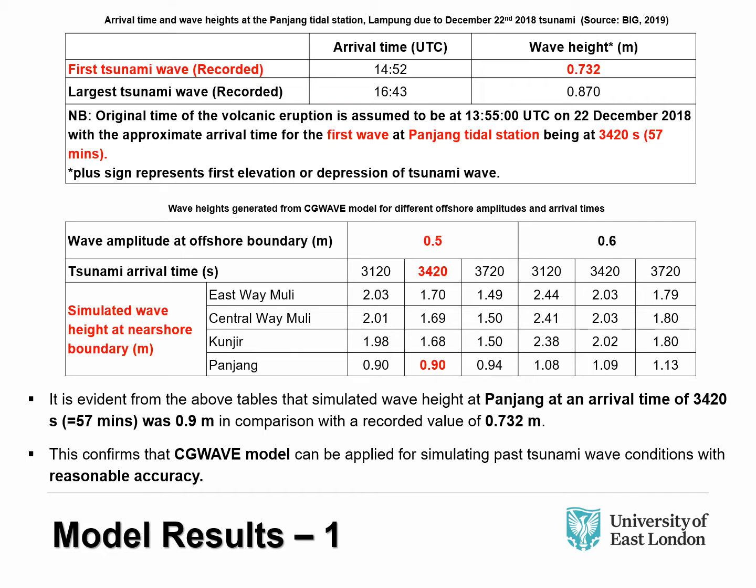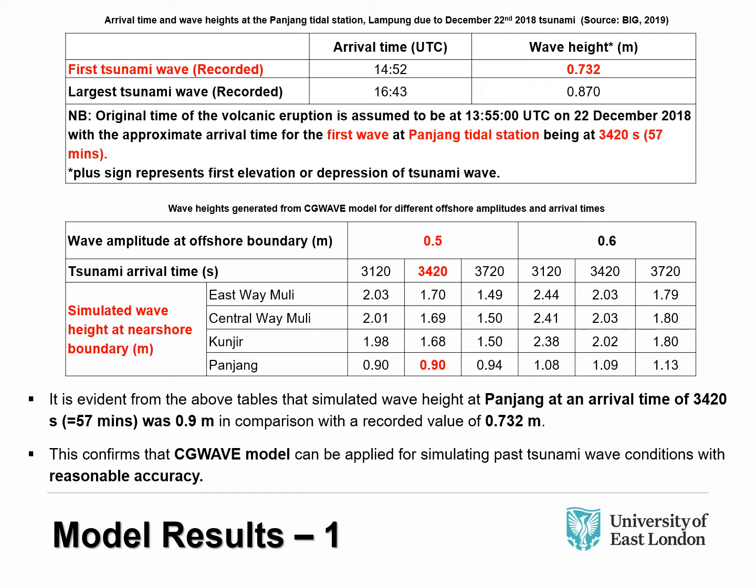About model results. The top table shows the recorded tsunami wave characteristics at Banten tidal station, the first and largest tsunami wave, against the arrival time and the wave heights. The first tsunami wave recorded was 0.732 meters, and the time taken to reach the Banten tidal station from Krakatoa volcano was 3,420 seconds, which is 57 minutes. The bottom table shows the simulated wave heights at nearshore boundaries, for example, East Way Muli, Central Way Muli, Kunjir and Banten, against wave amplitudes at the offshore boundary of 0.5 meters and 0.6 meters. Also, the arrival times were taken as 3,120 seconds, 3,420 seconds, and 3,720 seconds.